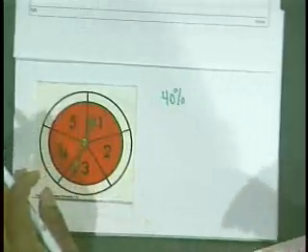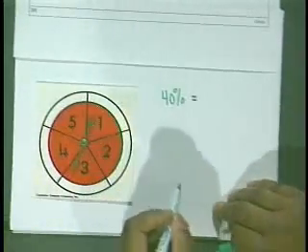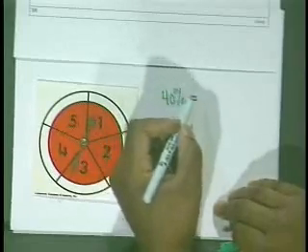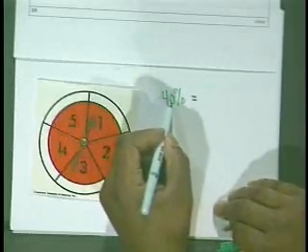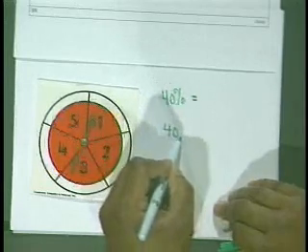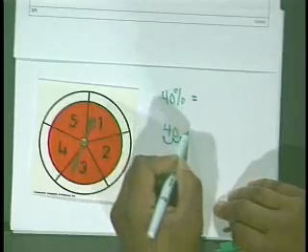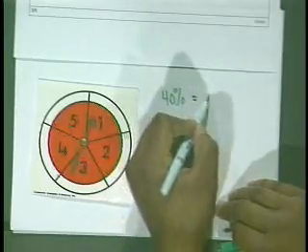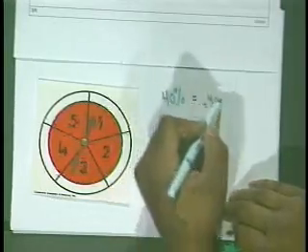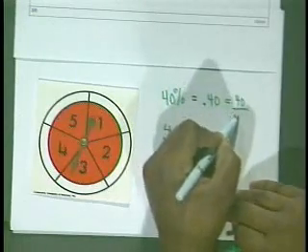Now, if we wanted to write 40% as a decimal, we could take our decimal point and move it. We have 40%. Take our decimal and move it 1, 2 places. So 40% as a decimal would be 40 hundredths. And if we want to change that into a fraction, that would be 40 over 100.